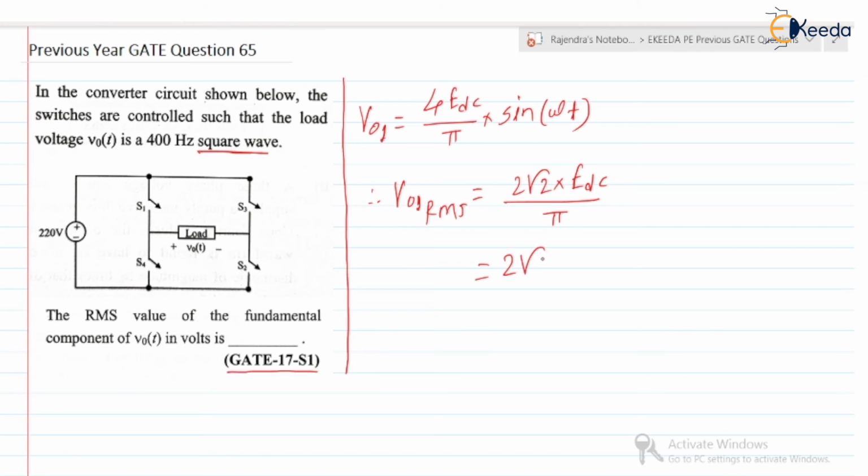So this can be written as 2 root 2 into EDC, which is the supply voltage 220, divided by pi. If you check, it is equal to 220 into 2 root 2 divided by pi, which is 198.07 volt. This is the V01 RMS we are having, the RMS value of the fundamental component. 198.07 volt. This is about question number 65.